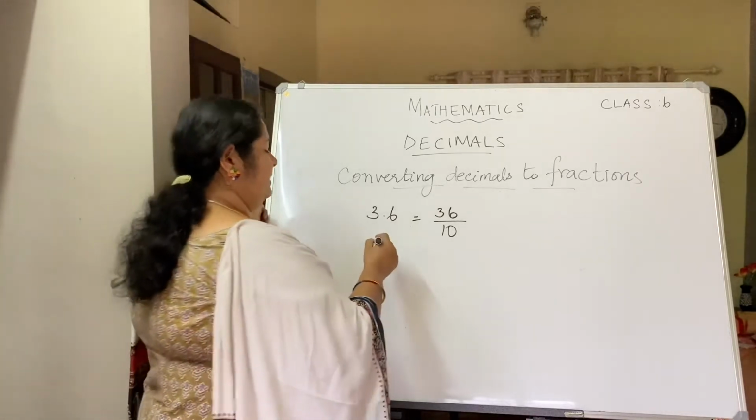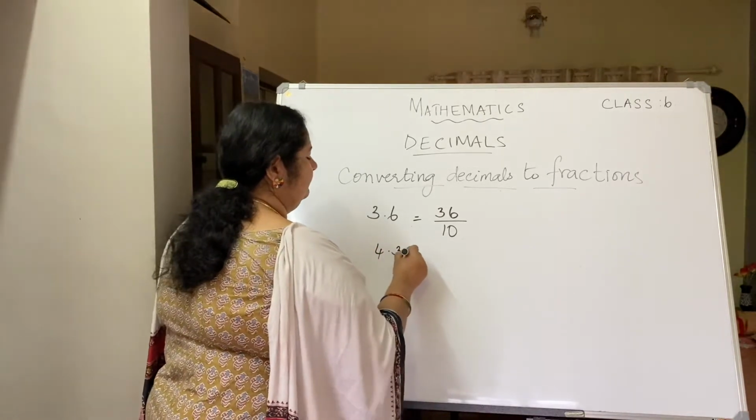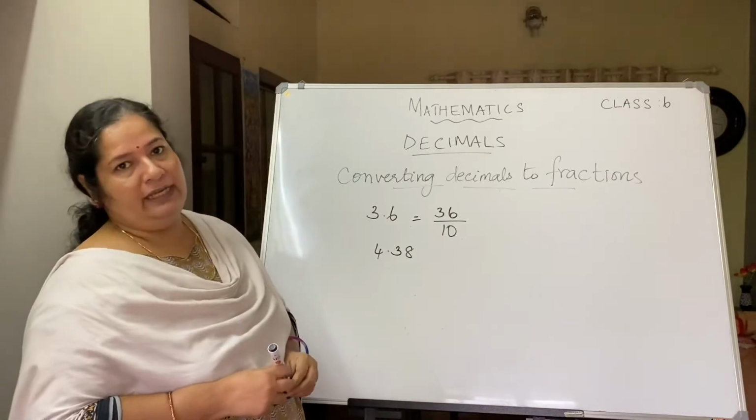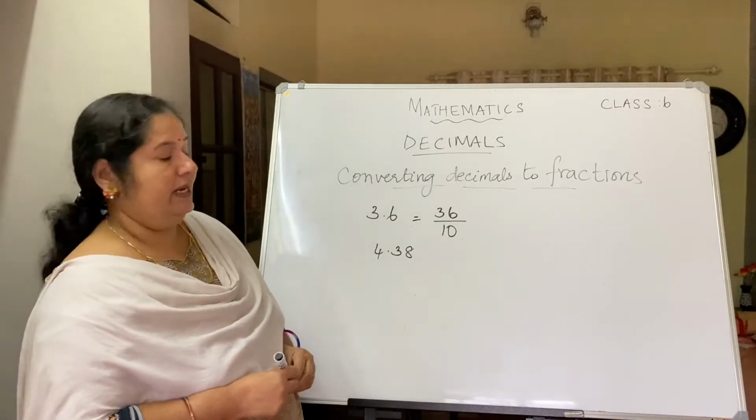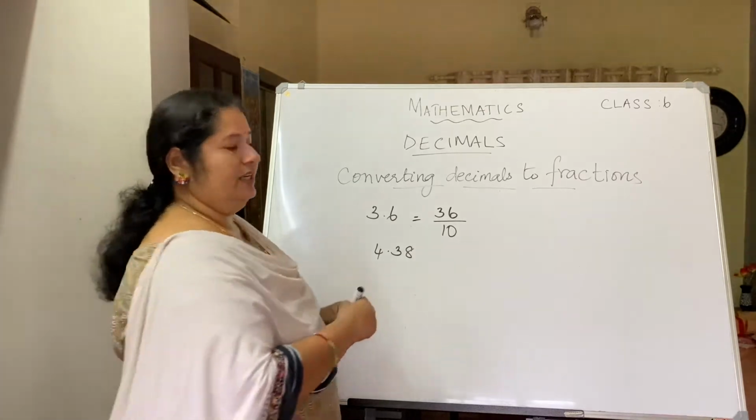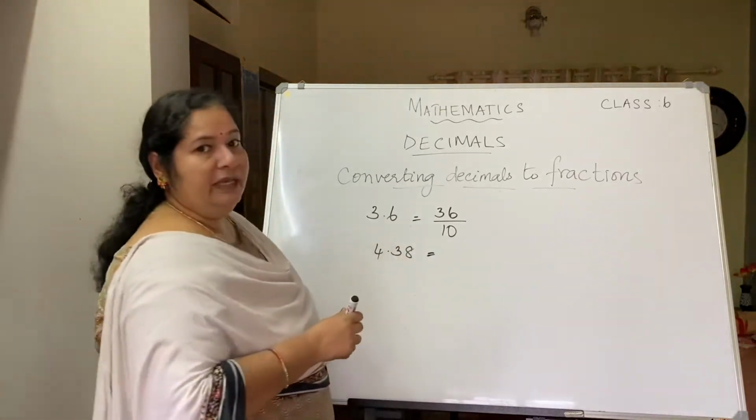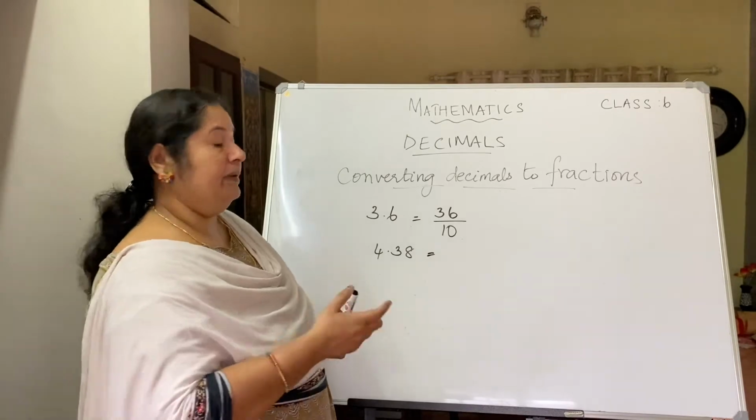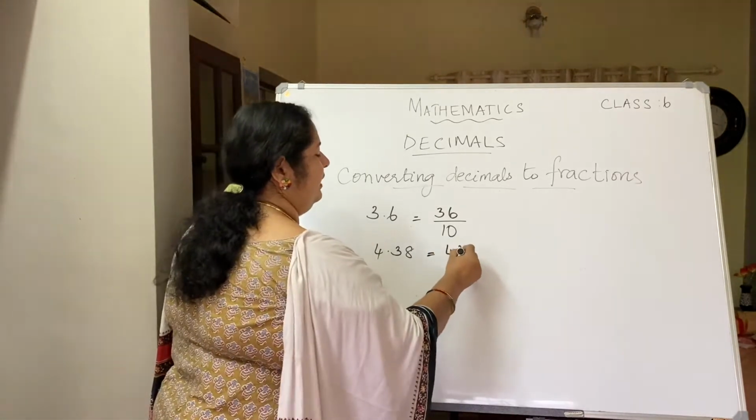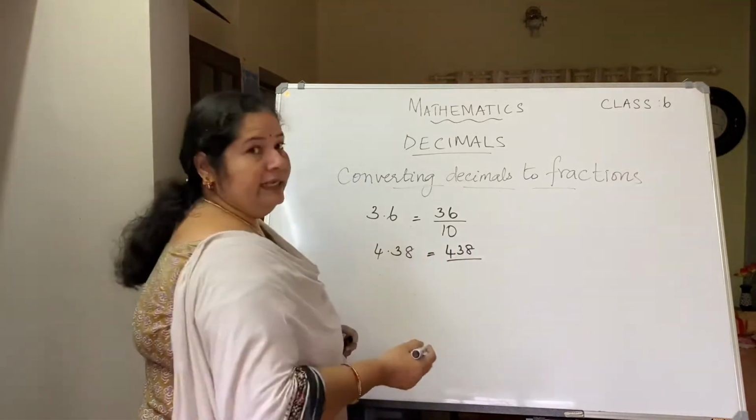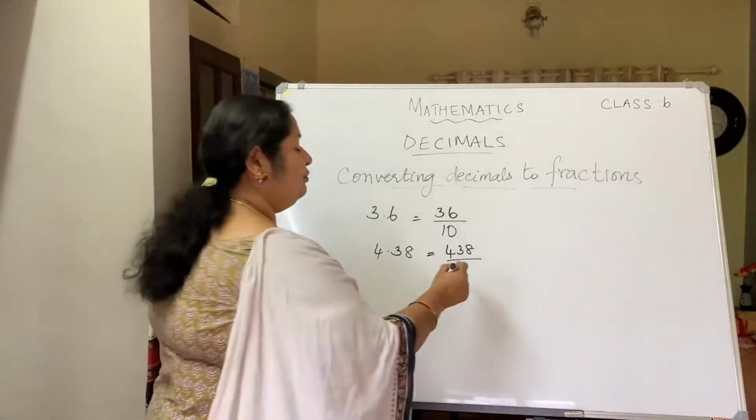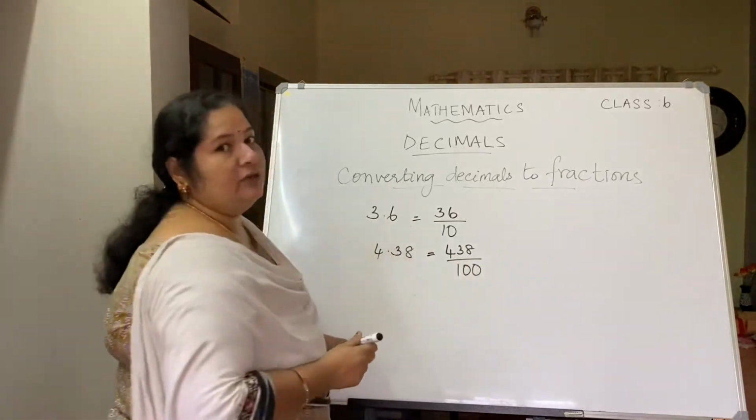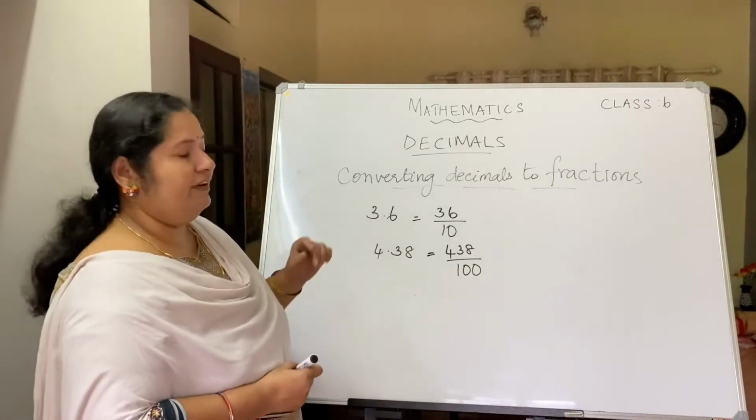Now, suppose it is 4.38. How are you going to write this as a fraction? The numerator will be the number without the decimal point. So the numerator is 438. The denominator will be a 1 followed by how many zeros? 2 zeros. Why 2 zeros? Because there are 2 decimal places in the given decimal.